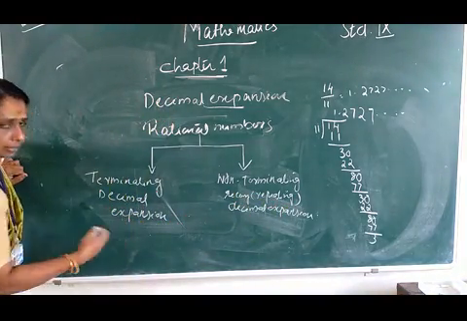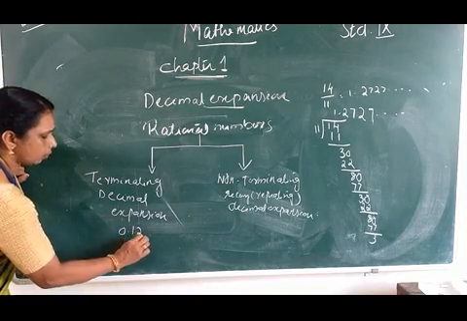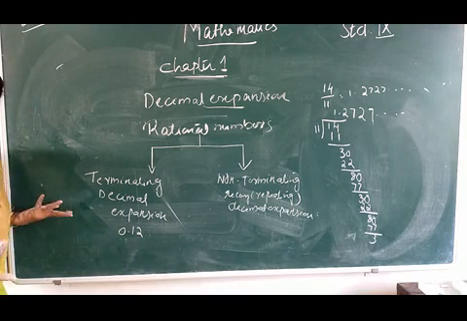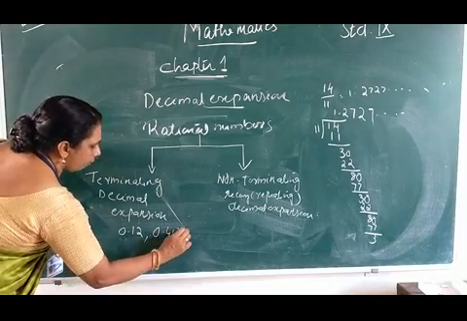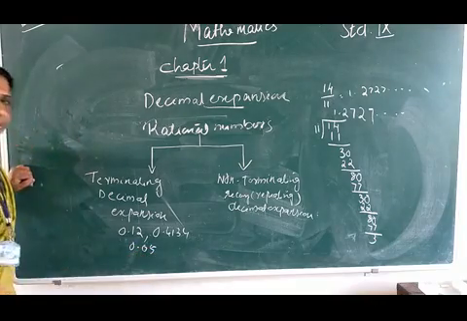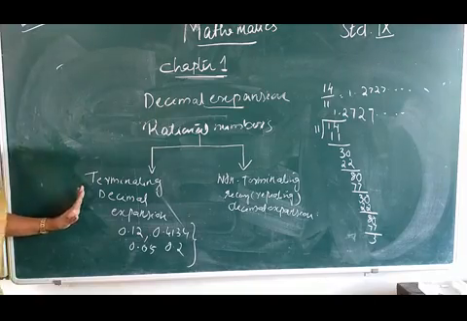Terminating decimal expansion, we can easily write that type of expansion. That is 0.12. After the decimal there are only two digits. That is, the division ends and the remainder becomes 0. Or we can write 0.4134. Okay, or 0.05 or 0.2. All are examples of terminating decimals.